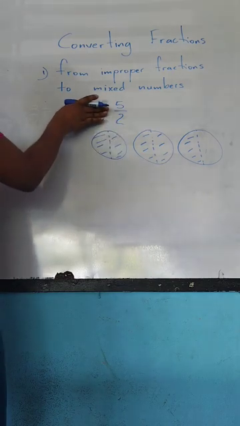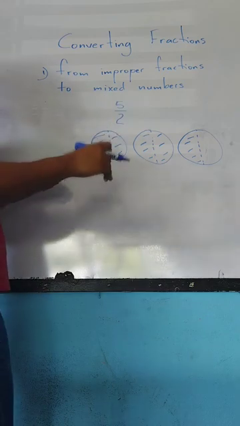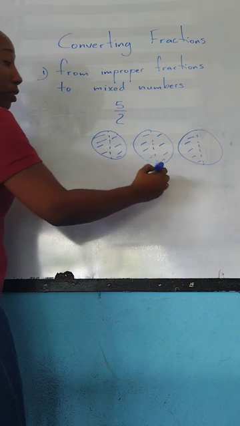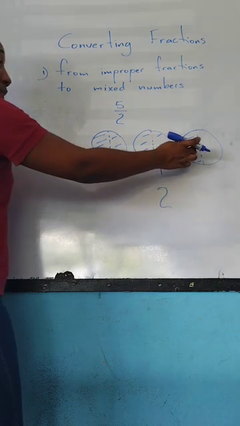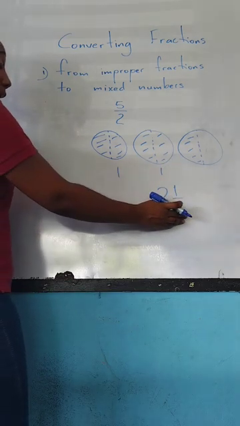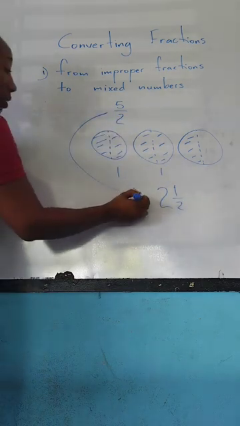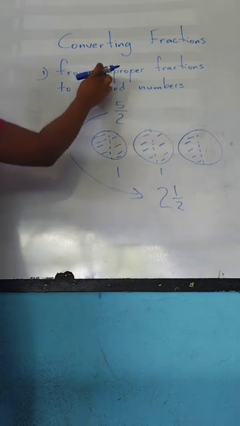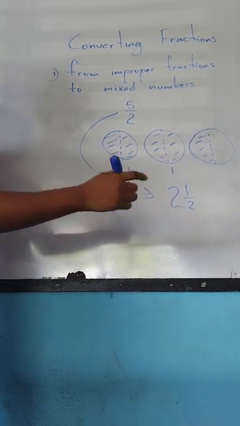Now, if I'm converting from an improper fraction to a mixed number, the mixed number tells us how many wholes and how many parts. From here, I can clearly say I have 2 wholes. So this is 1 whole plus 1 whole, that gives me 2 wholes, plus this 1 half, which means that I have 2 and a half. 2 wholes and 1 half. So that means my 5 halves, which is an improper fraction, is equal to 2 and a half as a mixed number.